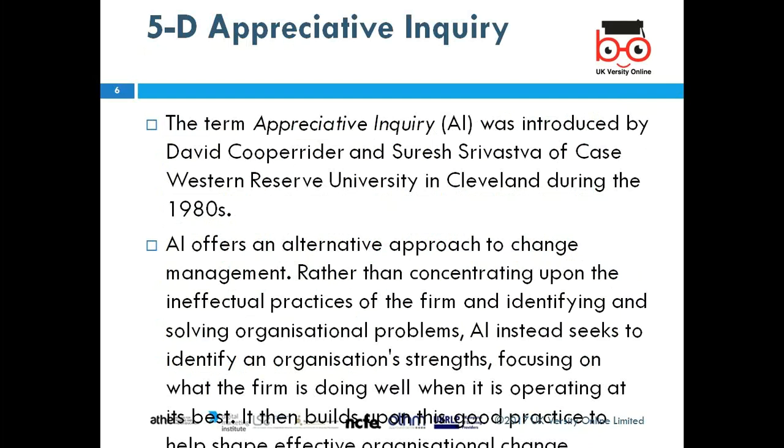So always we need to look around. Then 5D, this approach to change, this is a model. 5D inquiry was also introduced by David, and this model is also used as an approach to change management. So rather than concentrating upon the ineffectual practices of the firm, we need to identify and solve organization problems. So we need to look around at what the problems within our organization are, and we need to solve them. How can we solve the problem?